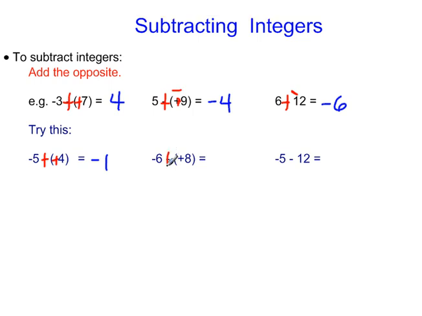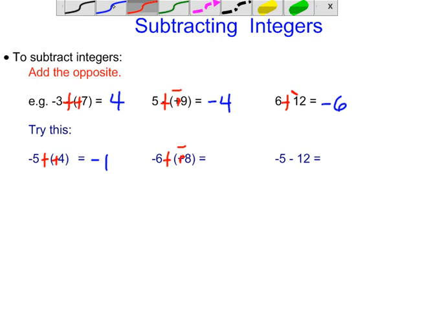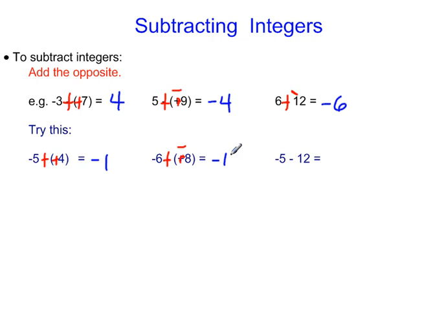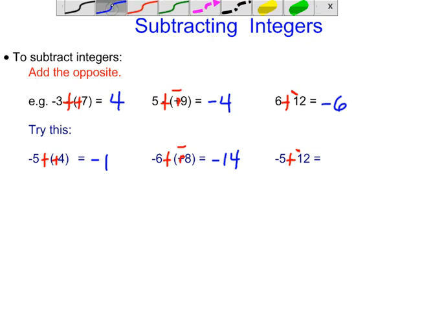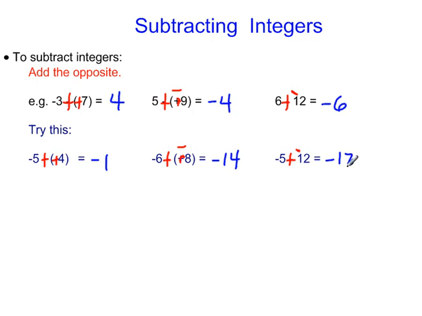Here we're going to add the opposite. So negative 6 plus negative 8, that would be negative 14. And likewise, we're going to add the opposite. So negative 5 plus negative 12 is negative 17. Adding and subtracting are quite challenging, so you have to take some time to practice, and practice will help you get better at it.